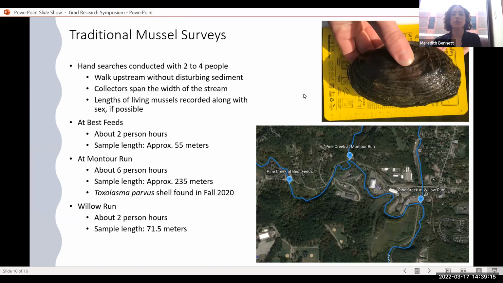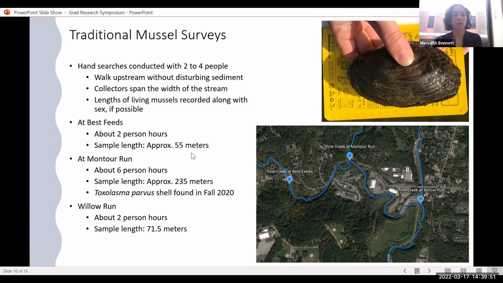So just a little bit about those traditional mussel surveys. These were conducted as hand searches with 2 to 4 people, depending on how much effort was needed. Basically all this is walking upstream without disturbing sediment and collecting mussels as you see them. You span the width of the stream, and if you see a mussel, you just pick it out and measure its length and try to determine its sex if possible, and then return it back to the sediment and keep going. So at Best Feeds, this took about 2 person-hours.